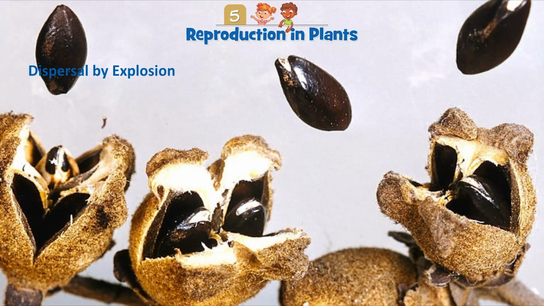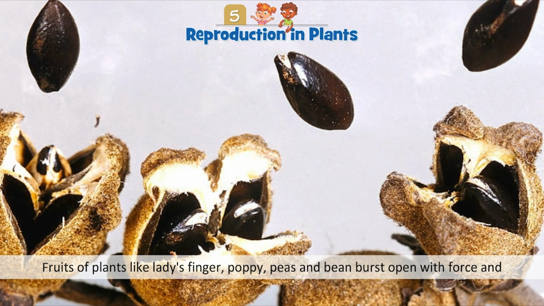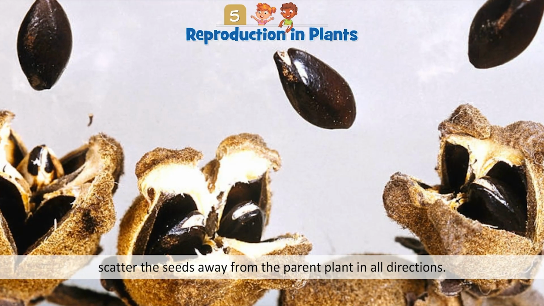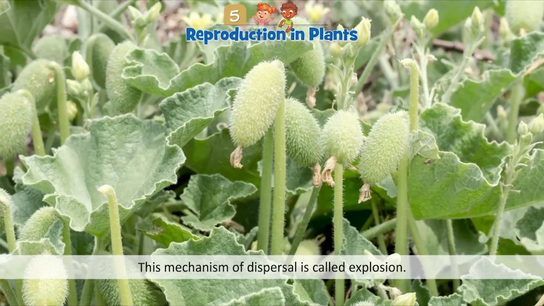Dispersal by explosion. Fruits of plants like ladyfinger, poppy, peas, and bean burst open with force and scatter the seeds away from the parent plant in all directions. This mechanism of dispersal is called explosion.